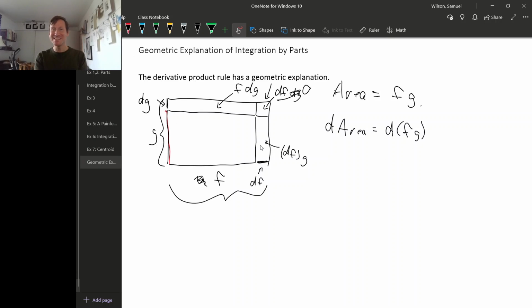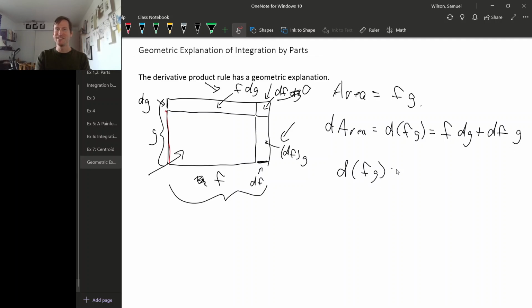Okay, so back on track. Using this diagram, the little change in area is just these extra pieces, this piece and this piece. We don't want to count the big chunk in the bottom left because that's what we started with. We only want to add up the changes in the area, so that is the new area that we've accumulated. So the top piece is f times dg, and then the right-hand piece is df times g. So we get d area equals f times dg plus df times g.